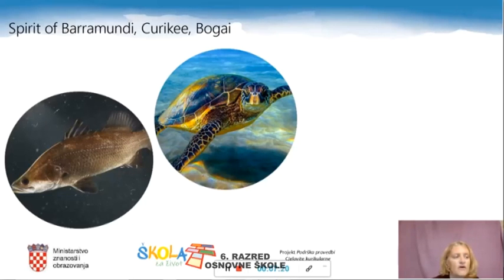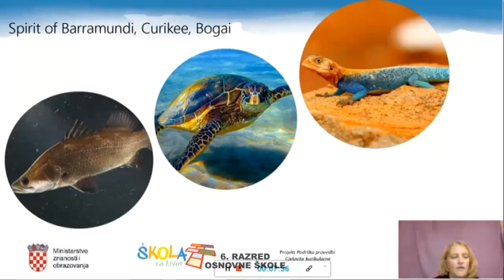Curiki dreamed of the rocks and warm sun, but Curiki did not understand the dream and wanted to dream only of the waves and wet sand. So Curiki passed the secret of dreaming onto the spirit of the Bogai, which is the lizard. And Bogai climbed onto a rock and felt the warm sun on his back and began to dream.